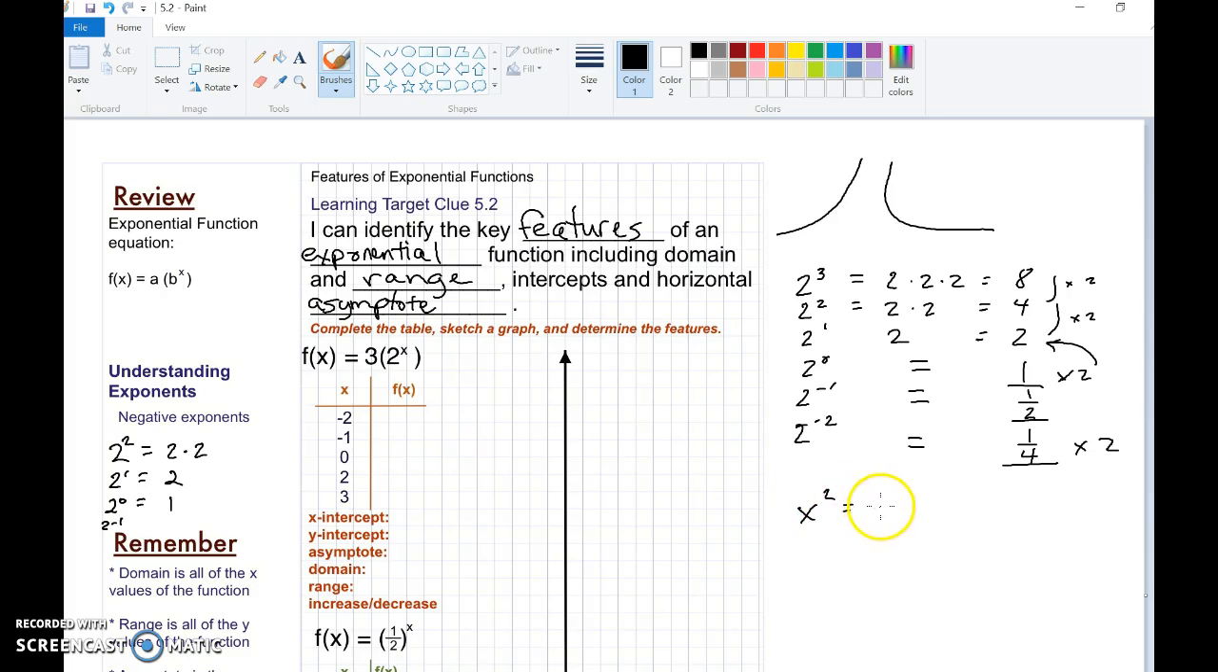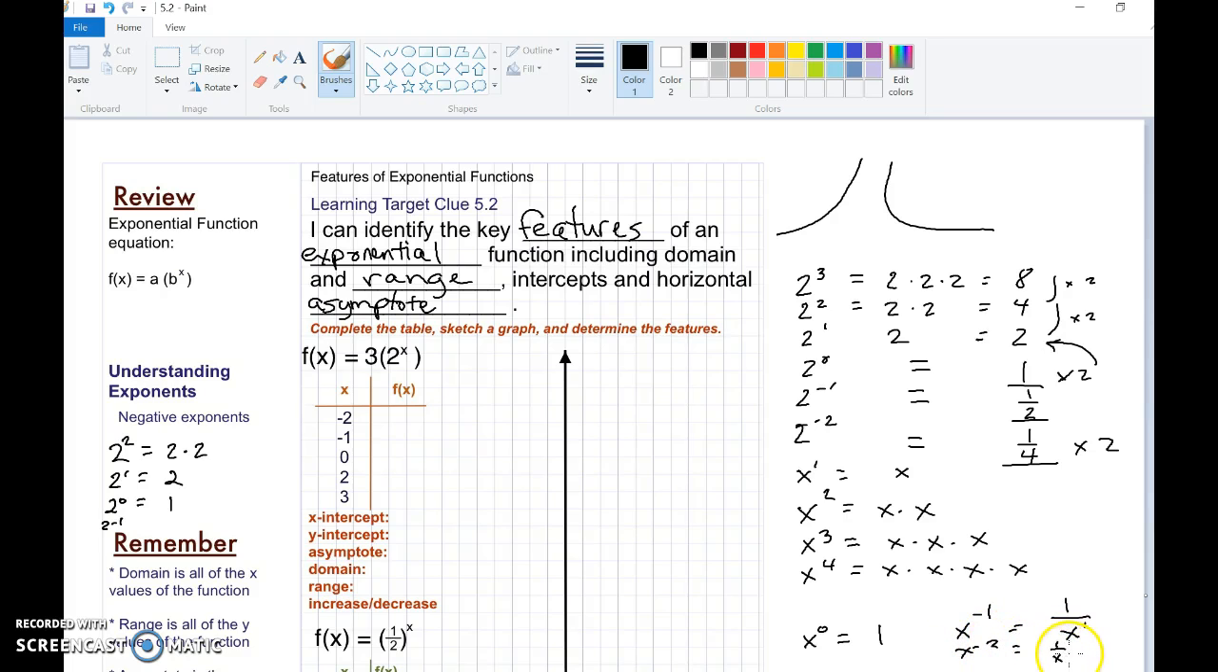So let me show you what we have here. X squared is equal to x times x. X cubed is equal to x times x times x, yes? And x to the 4th is equal to x times x times x times x. X to the 1 is equal to x. And what do you think x to the 0 is equal to? X to the 0 is equal to 1. And what do you think x to the negative 1 is equal to? Well, it's equal to 1 over x to the 1 power. And x to the negative 2nd is equal to 1 over x to the 2nd.